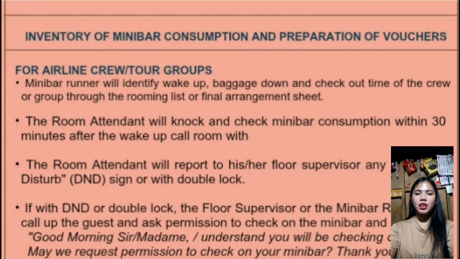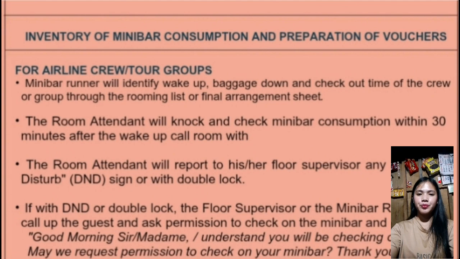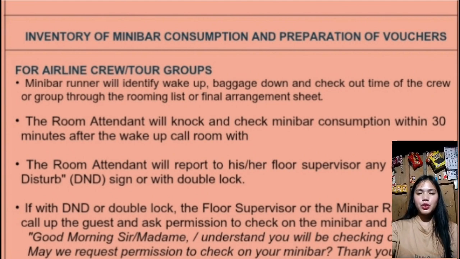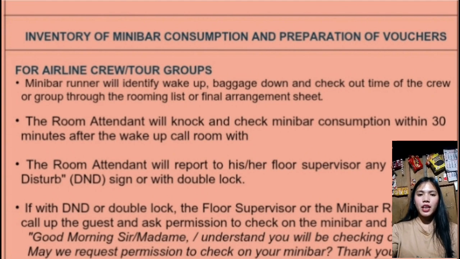Here's the procedure for handling minibar consumptions for airline crew or tour groups. The minibar runner identifies crew wake-up, baggage down, and check-out times using the rooming list or final arrangement sheet. Within 30 minutes of the wake-up call, the room attendant knocks and checks minibar consumptions. If a room has a do not disturb sign or a double lock, the room attendant reports this to the floor supervisor. For DND or double lock rooms, the floor supervisor or minibar runner contacts the guest to ask permission to check the minibar.